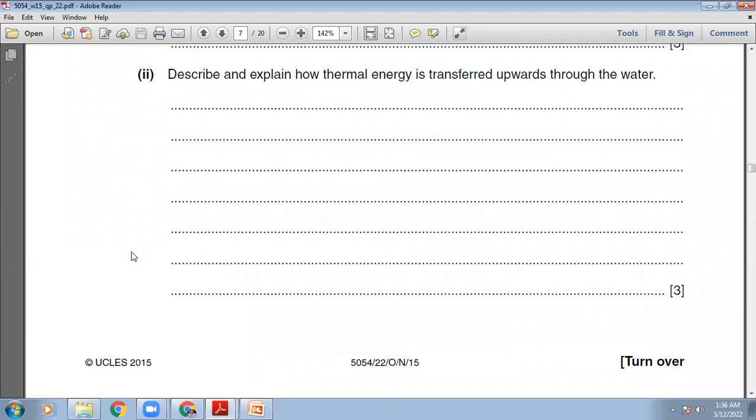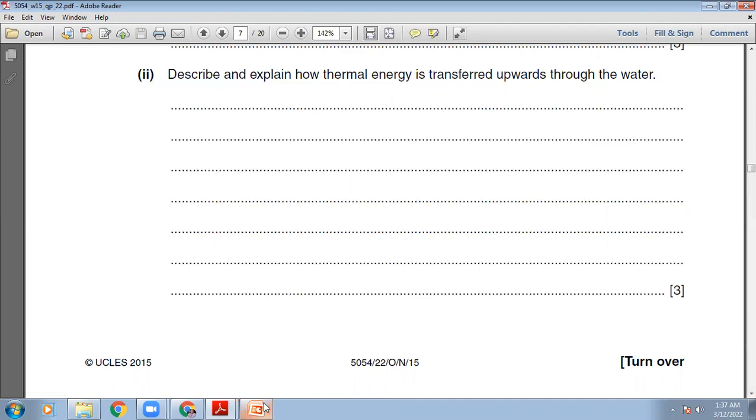Okay, so let's look at the next part. The second part says: describe and explain how the thermal energy is transferred upward through the water. You see, the water at the bottom absorbs the heat and the water molecules move away from each other, and the water becomes less dense and hot. This less dense and hot water rises upward, so the cold and dense water from the top sinks downward. This sets up convection currents in the water, and with the help of these convection currents, the heat is transferred throughout the water.